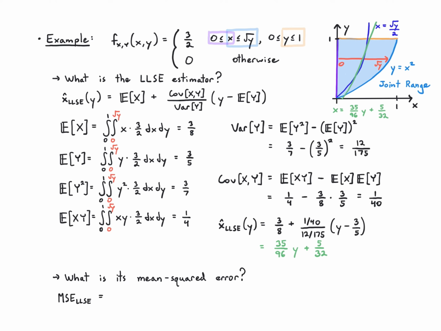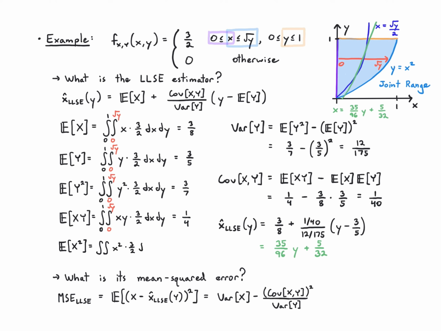My formula says what I want to do is take the average of x minus the estimator, the error squared, but I can just use this formula: variance of x minus the covariance of xy squared over the variance of y. And we have everything here we need except the variance of x. So the last term I need here is E of x squared to get the variance of x. And so I'm going to just work that out again, doing the double integral in exactly the same way as before, but now using the x squared.